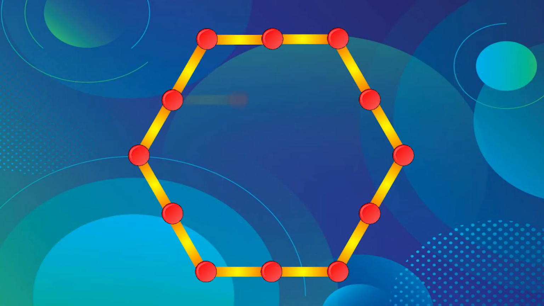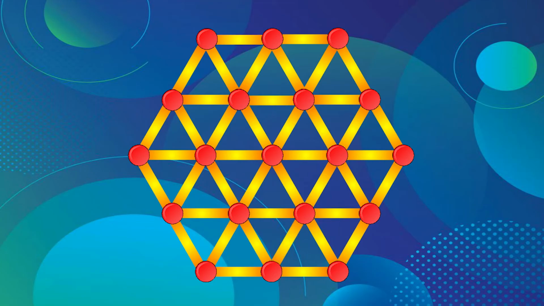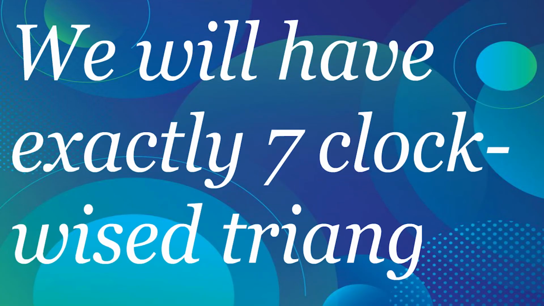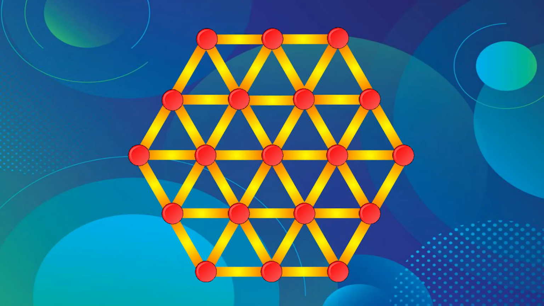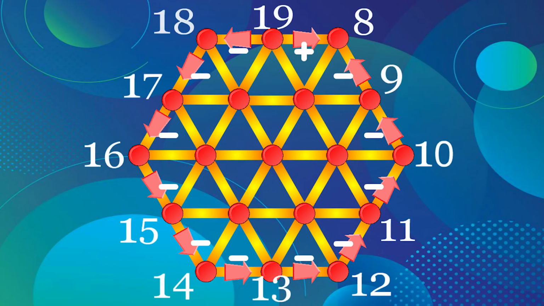Now, all that is left is to give an example for a choice of numbers in the vertices of the triangles of our hexagon H, such that we will have exactly 7 clockwise triangles. We need to have as many minus signs as possible in the edges, which are on the hexagon H. And since there is at least one plus sign on these edges, we can get the maximum number of minus signs by the following choice of numbers.